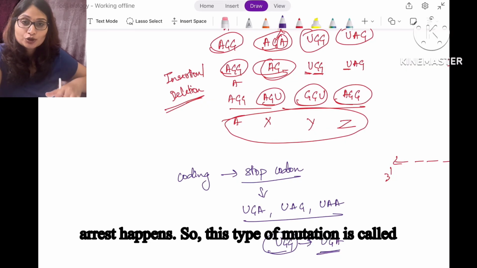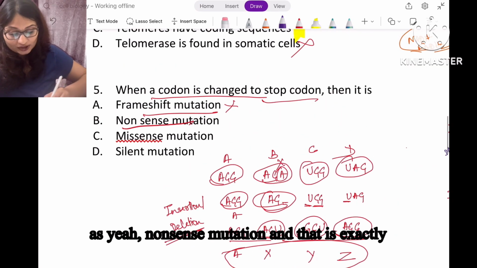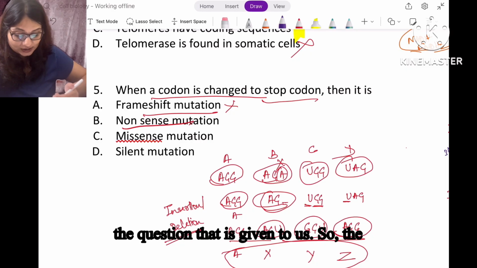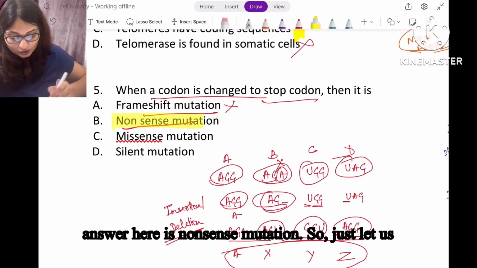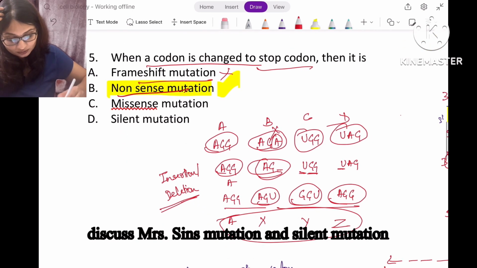So this type of mutation is called nonsense mutation, and that's exactly the question that is given to us. So the answer here is nonsense mutation. Okay, the answer here is nonsense mutation. So now let's discuss missense mutation and silent mutation.